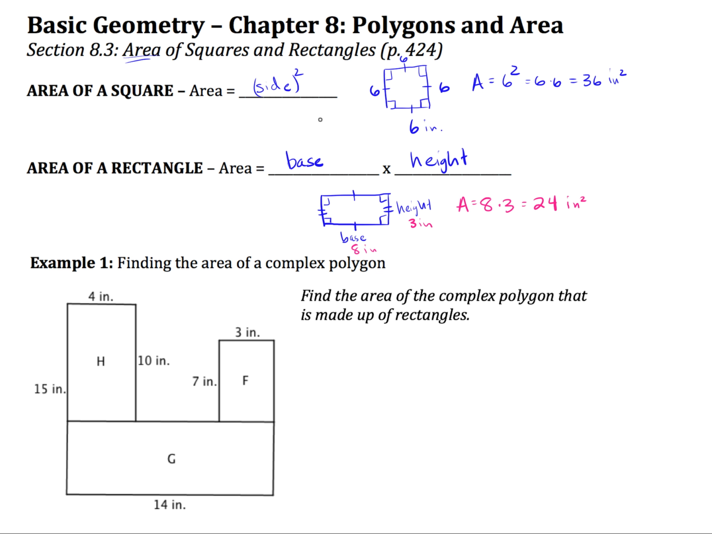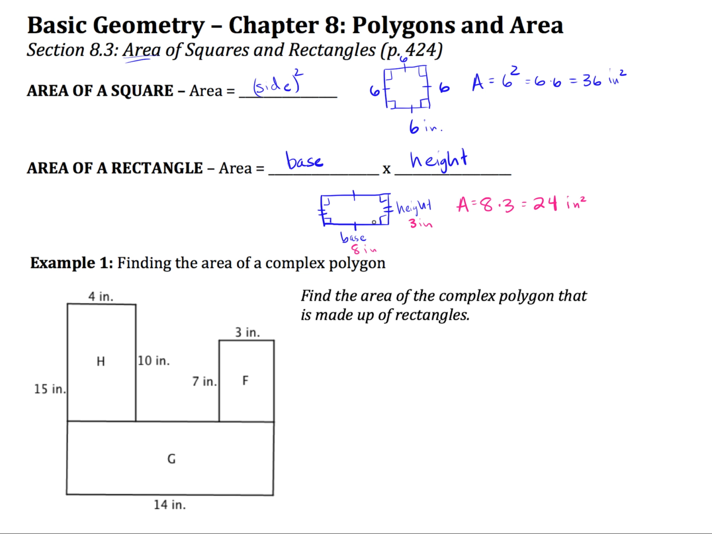And that's it. Those are the two formulas that you'll need to know for this section. They're pretty straightforward. Again, you probably used them before, maybe not with this terminology of base and height. You might have used length and width before. But for reasons that'll become clear as we get further into this chapter, you may want to know it as base times height.